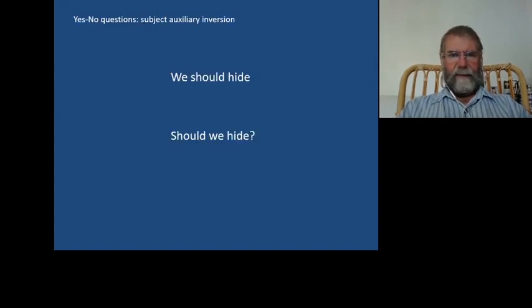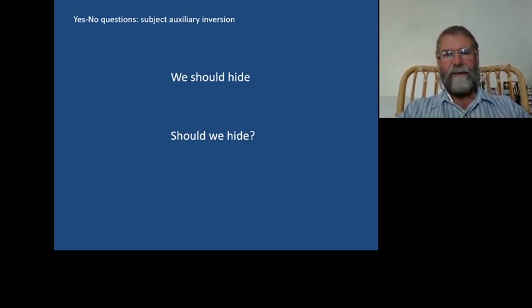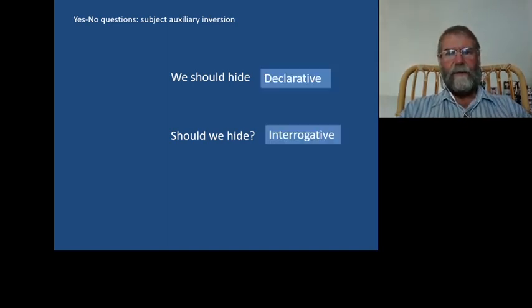Consider these two sentences: "we should hide" versus "should we hide". Now, obviously these are very different sentences. One of them is a declarative, the first one makes a statement, and the other one is an interrogative, it asks a question. But at the same time as these differences, you can see that these sentences are similar, at least they are related to each other in some way.